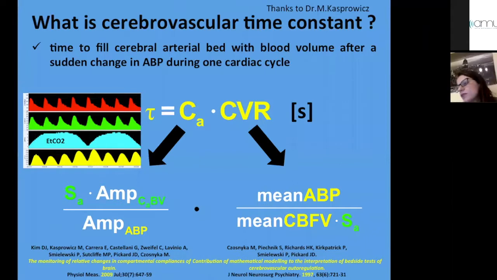The cerebrovascular time constant, which is called C-tau, is a non-invasive TCD-based index which indicates the time to establish a change in cerebral blood volume after a sudden change in arterial blood pressure during one cardiac cycle. So C-tau is an analog to a time constant, and it's calculated as the product of the brain arterial compliance, and that's the reason why I showed it before, and the peripheral resistance. And it's expressed in time units. Both the arterial compliance, CA, and the CVR, which is the peripheral resistance, are calculated from the relationship between the pulsatile ABP and the transcranial Doppler flow velocities.